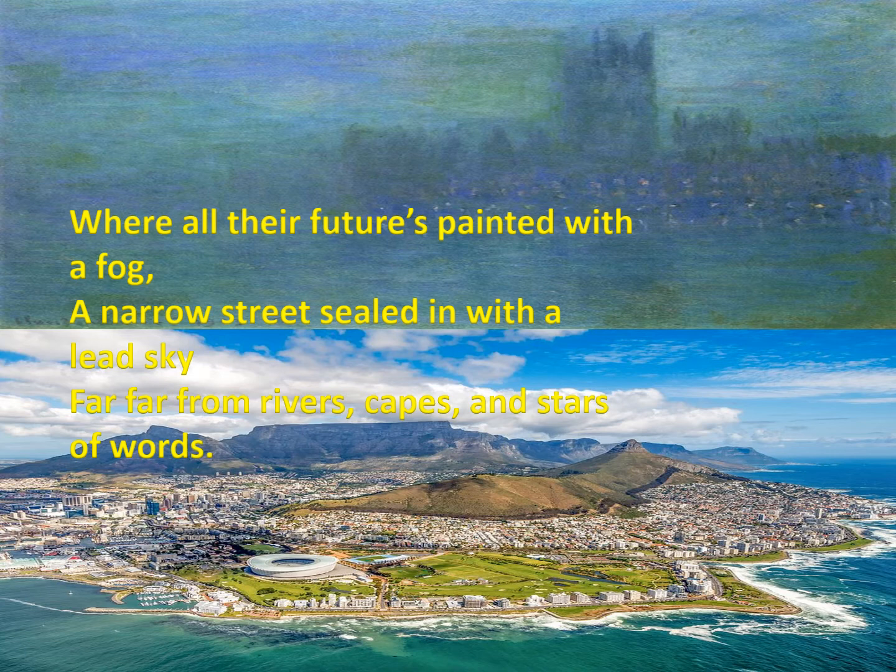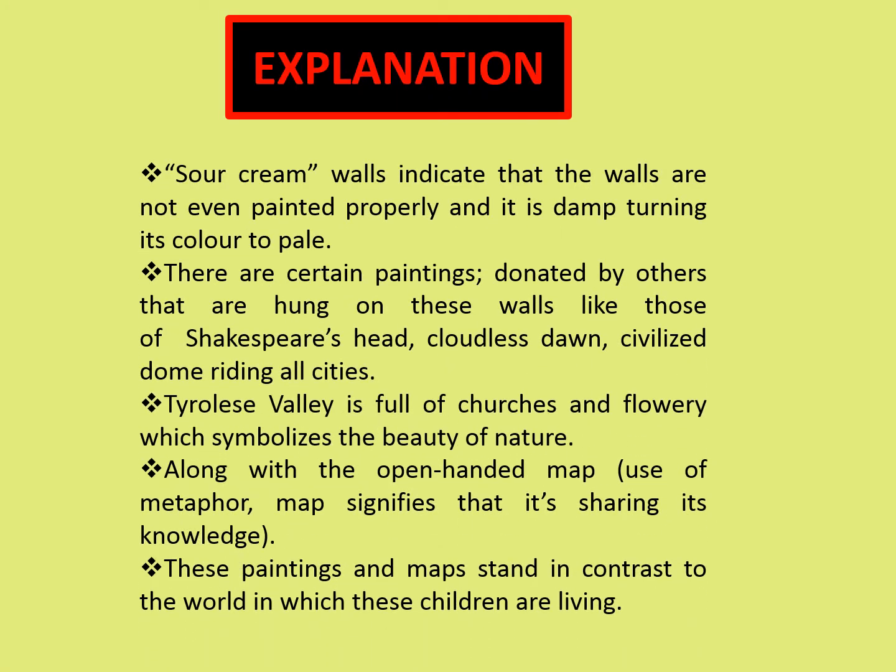They might know about these rivers, they might know about the valleys, they might know about everything, but they are very far away from these natural things. They are very far away from the stars' words, that is, the knowledge. So the explanation says here, these sour cream walls indicate that the walls were not even painted properly, or were colorless. There are certain paintings donated by others hanging on the walls, like Shakespeare's head, cloudless dawn, civilized dome, then Charlie's valley, which is full of flowers. It shows the beauty of nature, but unfortunately, their lives were not like that.